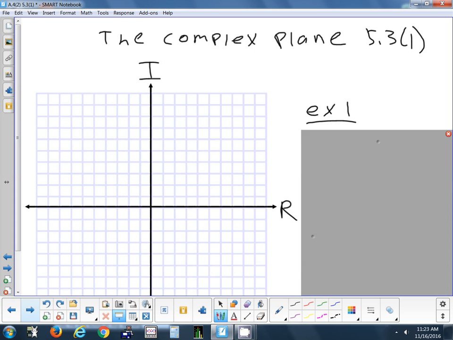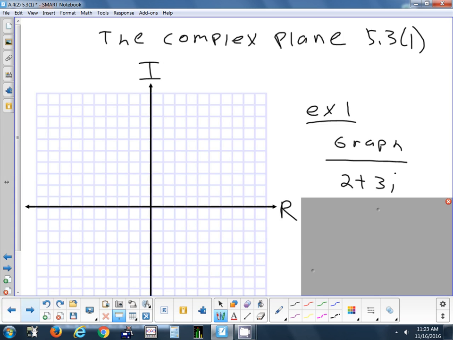All right. So in the complex plane, you don't have an x and a y-axis. Okay? You have a real axis, which replaces the x, and an imaginary axis, which replaces the y. So if you want to graph a point like 2 plus 3i, okay, what's the real part in 2 plus 3i? 2. So you go to 2 on the real axis, and what's the imaginary part? 3. And that's it. So that's how you graph the point 2 plus 3i.